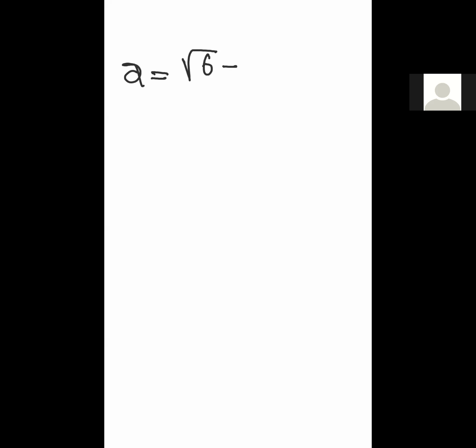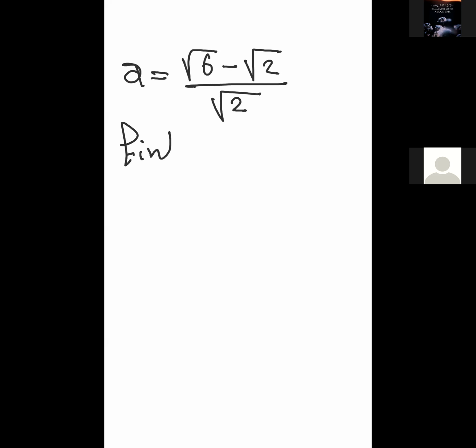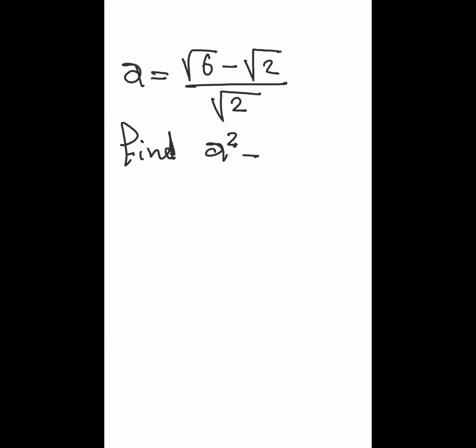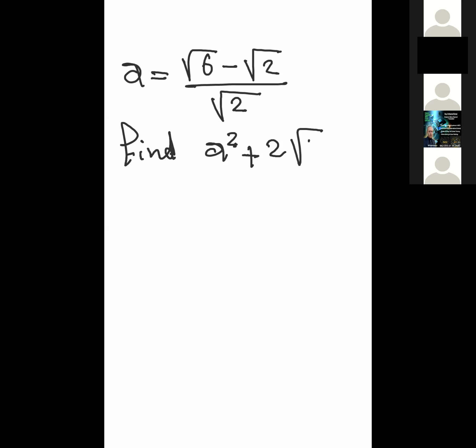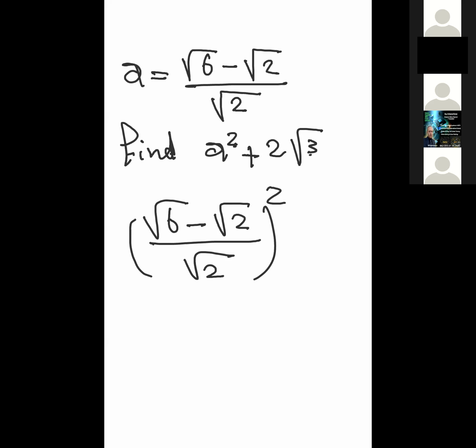There is one more question here. If a equals the square root of 6 minus the square root of 2 over the square root of 2, then find a squared plus 2 square root of 3. Okay, so it's very easy. A squared means the square root of 6 minus the square root of 2 over the square root of 2, squared.